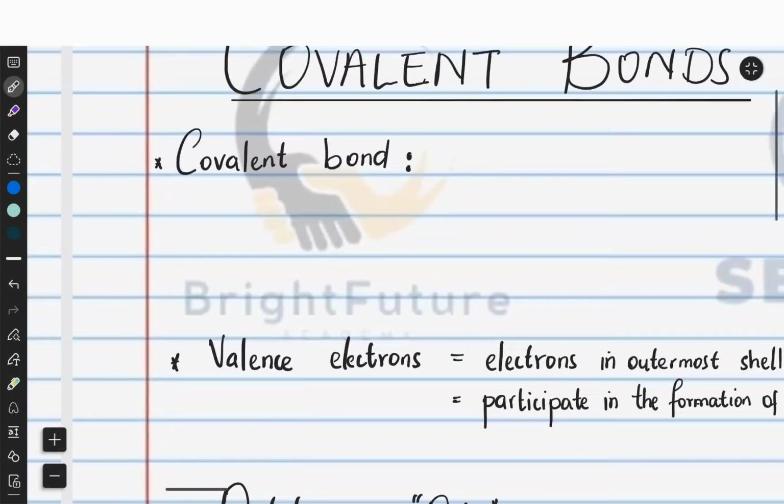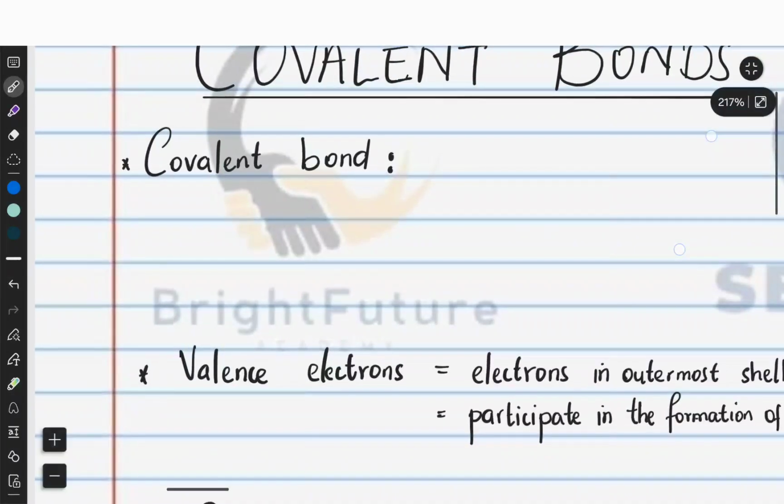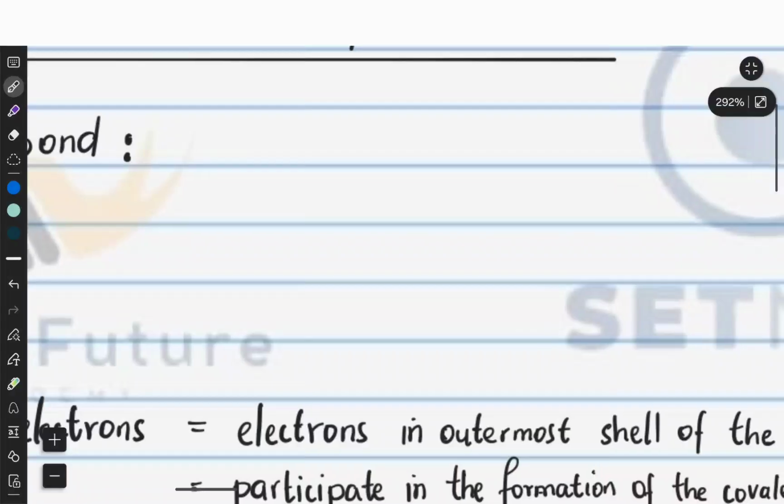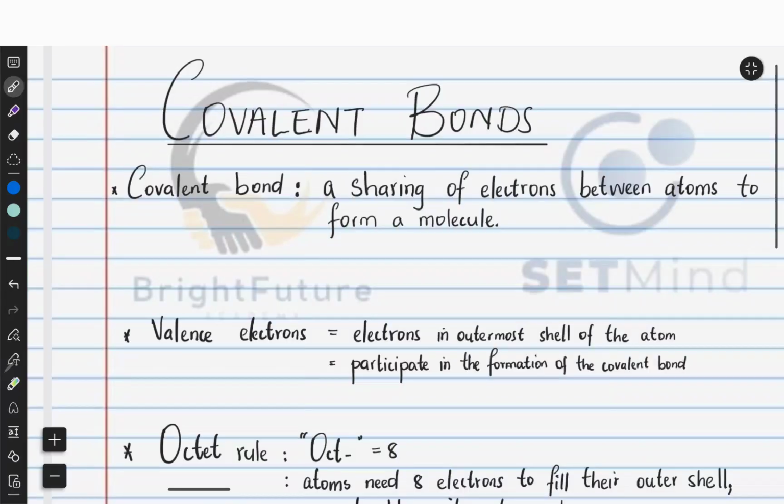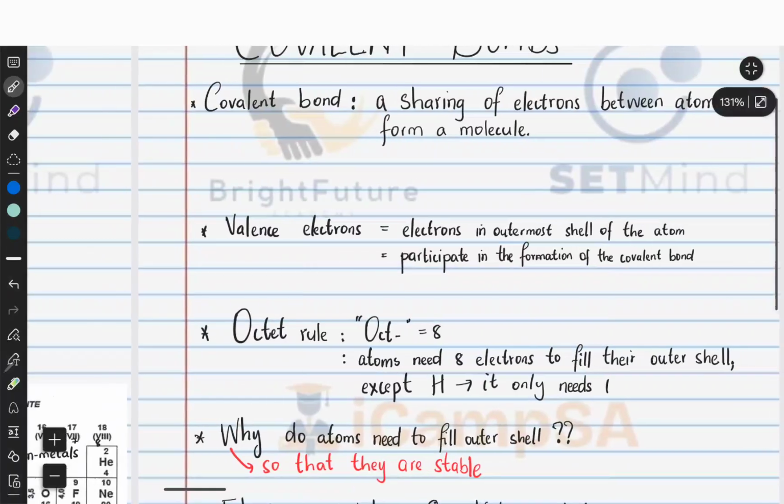We say a covalent bond is essentially a sharing between two atoms where they share electrons in order to form a molecule. All right, let's write it. A sharing of electrons between atoms. Remember, it could be just between two atoms or more in order to form a molecule. That's what we mean by covalent bond.